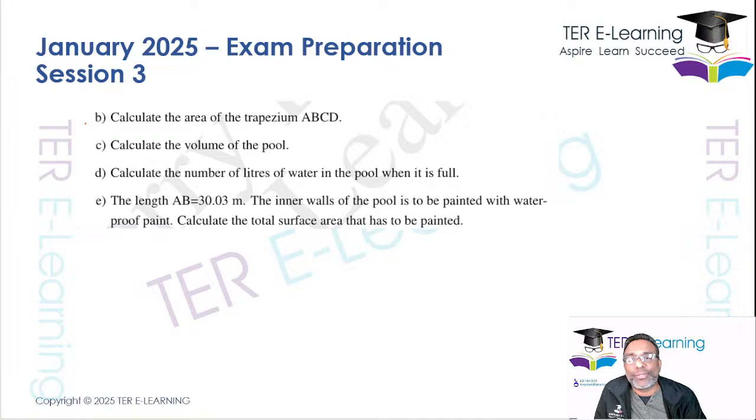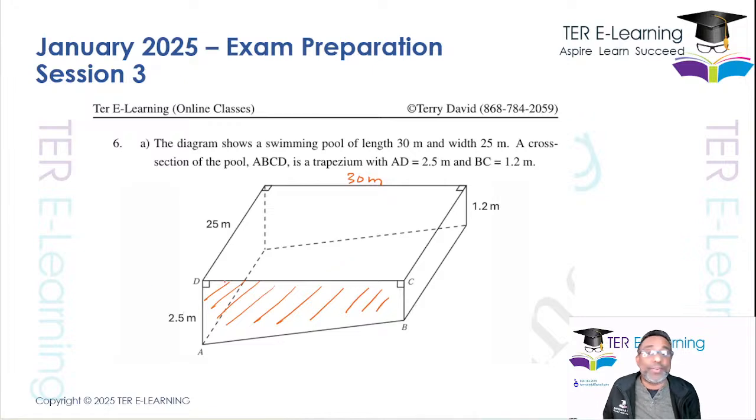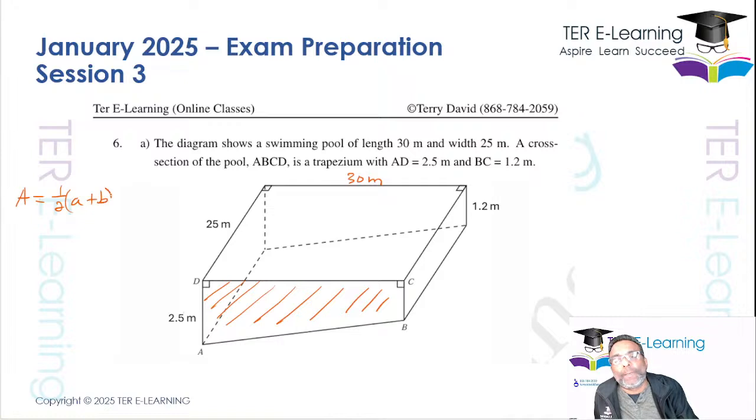So the first thing we want to do is calculate the area of the trapezium ABCD. So guys, ABCD, that's this trapezium here, right? You guys need to know how to find the area of a trapezium. So the area of a trapezium is given by this formula: a half the sum of the parallel sides multiplied by the width or the height, right? In this case, it's going to be a half. Now the parallel sides they're talking about here will be this side and this side here. So that's 2.5 and the 1.2. So it's going to be 2.5 plus 1.2, multiplied by the spacing between them, right?